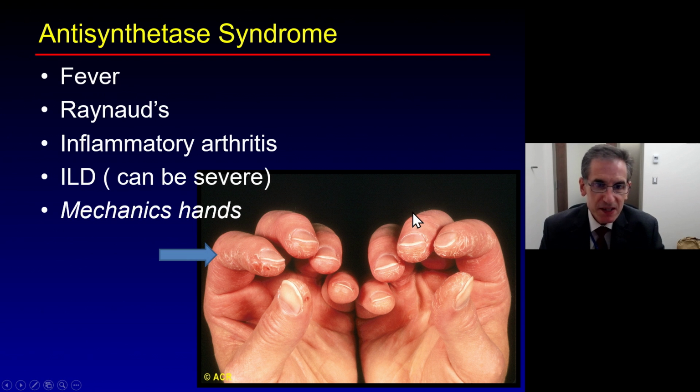Antisynthetase syndrome is something that we should mention. It's a pentad associated with fever, Raynaud's, inflammatory arthritis, interstitial lung disease, and mechanic's hands. They get these chapped fingers like this. And these are very characteristic features. When a patient says they're getting cracks in their fingers and they're feeling weak or they develop interstitial lung disease, think of the antisynthetase syndrome, Jo-1 antibody being the classic antibody associated with this syndrome.